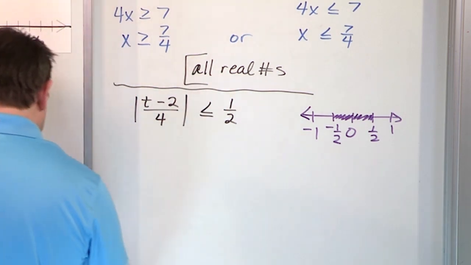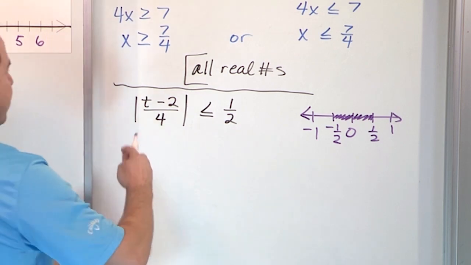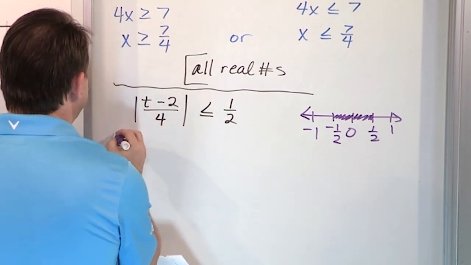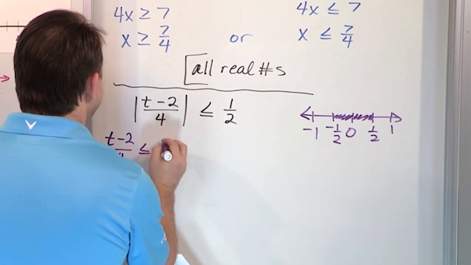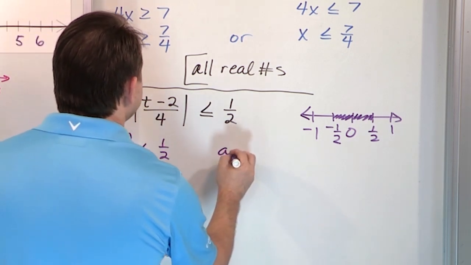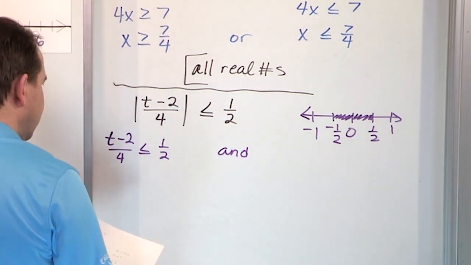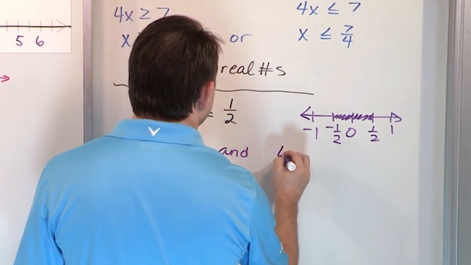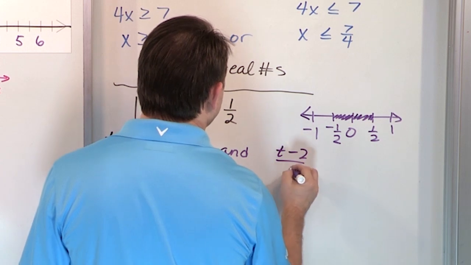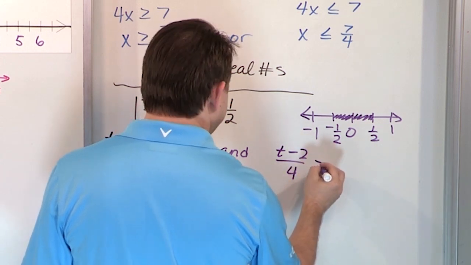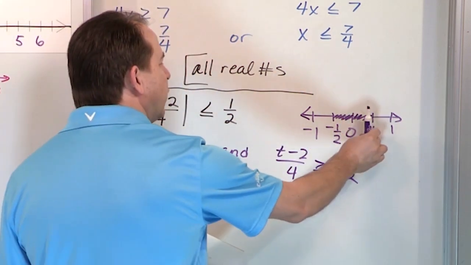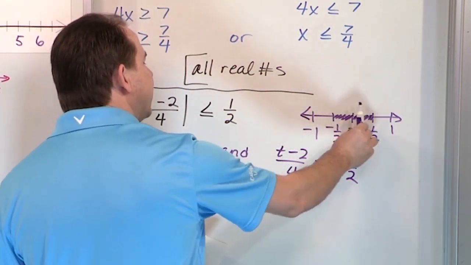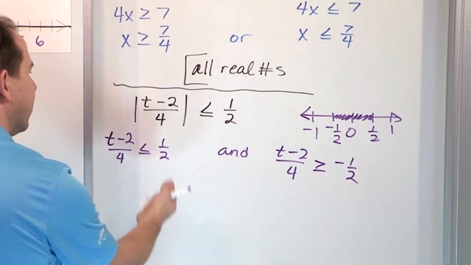So it's an and. And then the next thing we need to do is break it out into the two inequalities of and that we have. So t minus 2 over 4 less than or equal to 1/2, and the other side of the inequality, t minus 2 over 4 greater than or equal to -1/2. And you can see this from the diagram. So less than 1/2 gives you this, and greater than -1/2 is this one. And then we solve them both separately.